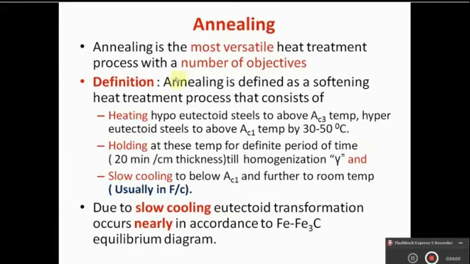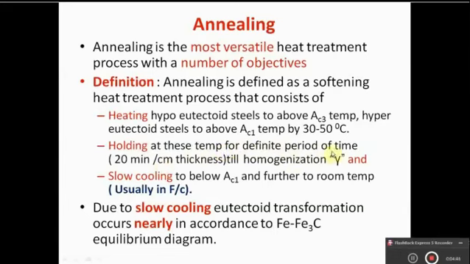This process has the following steps, like heating. Heating is carried out above the A3 temperature or A1 temperature depending upon what kind of steel is going to be heat treated. Hypoeutectoid steels are normally heated above the AC3 temperature, and hypereutectoid steels are heated above the AC1 temperature, that is the lower critical temperature, and that temperature is 30 to 50 degrees Celsius above the lower or upper critical temperature, followed by holding at that particular temperature for a definite period of time.